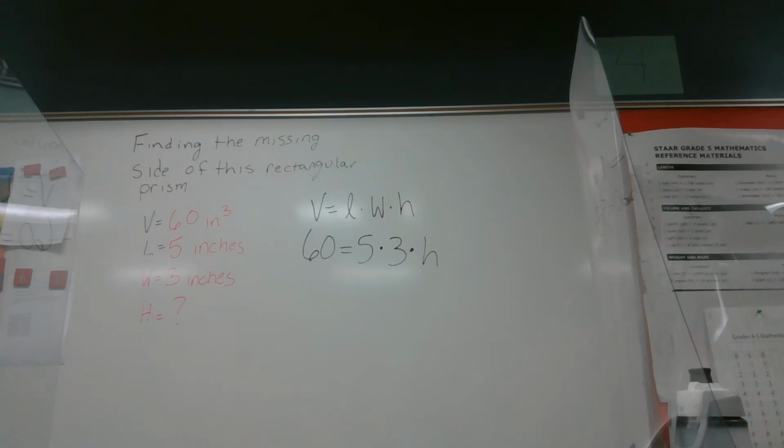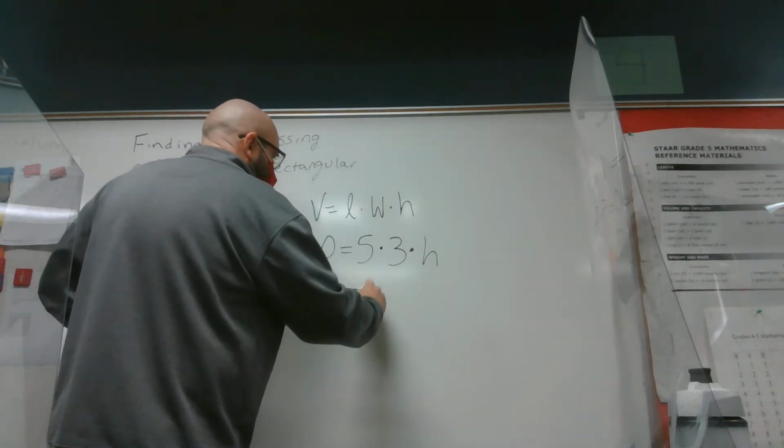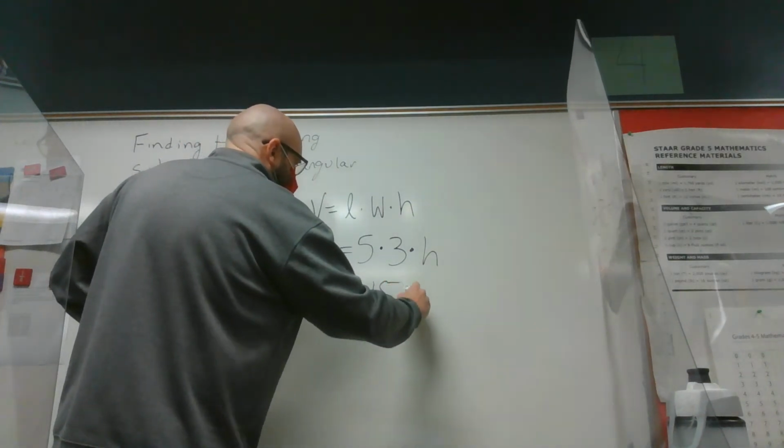I know 3 of those 4. Most of the time, until you get to a little bit older math, you're going to be told 3 of the 4. You're going to be told all but 1 of the values in your formula. So now we go through, and I still know 60 equals 15 times something.